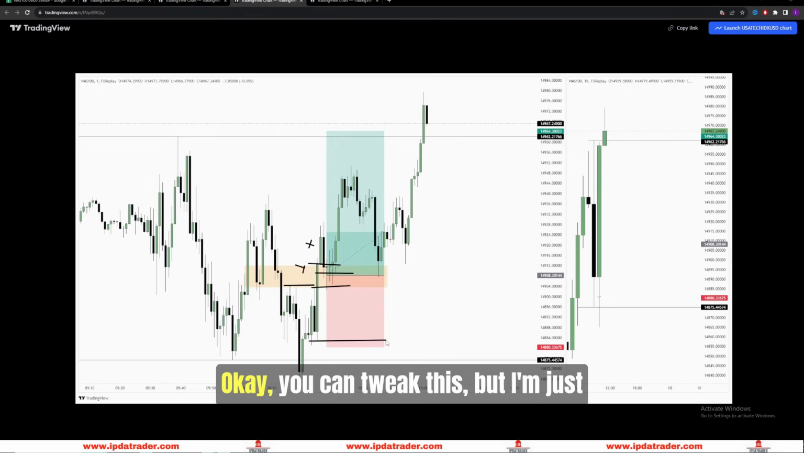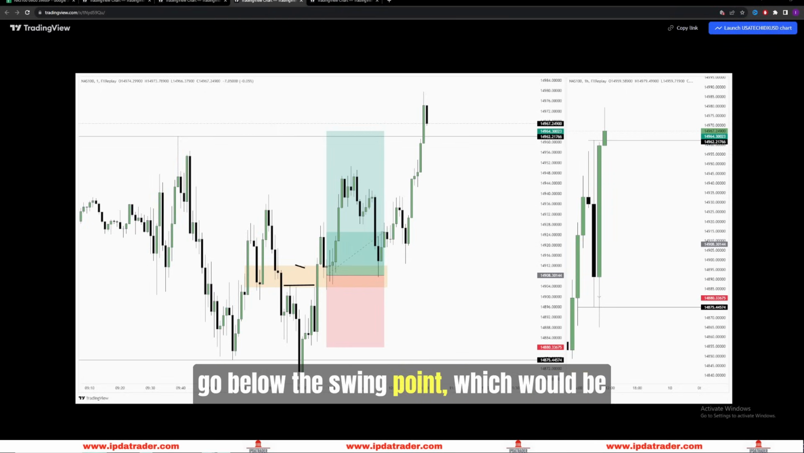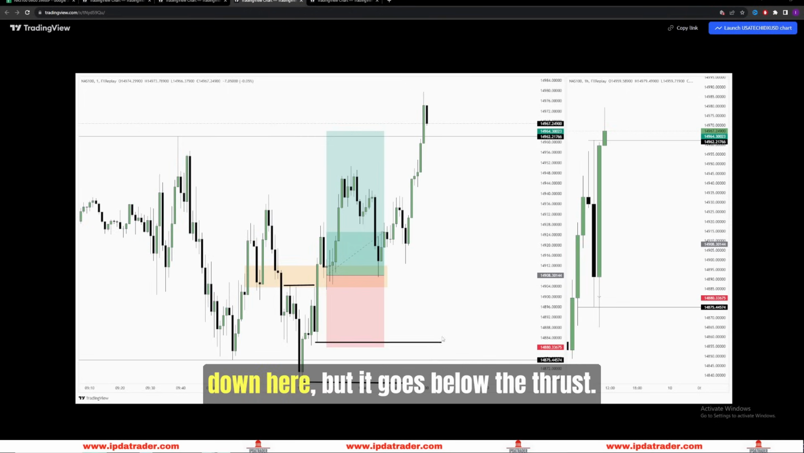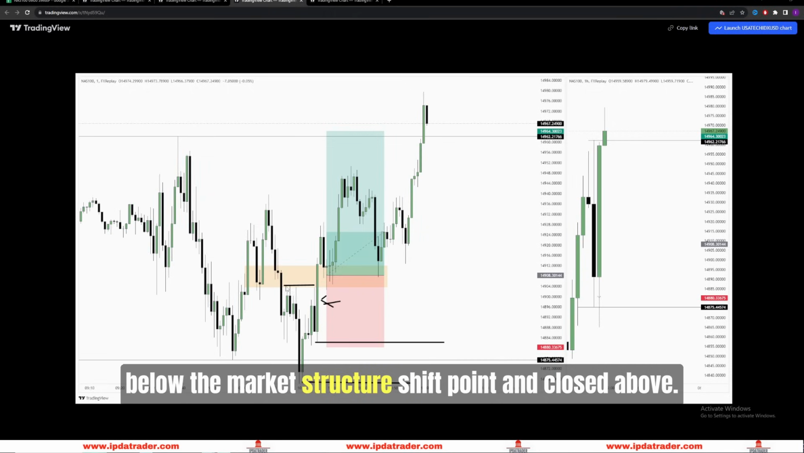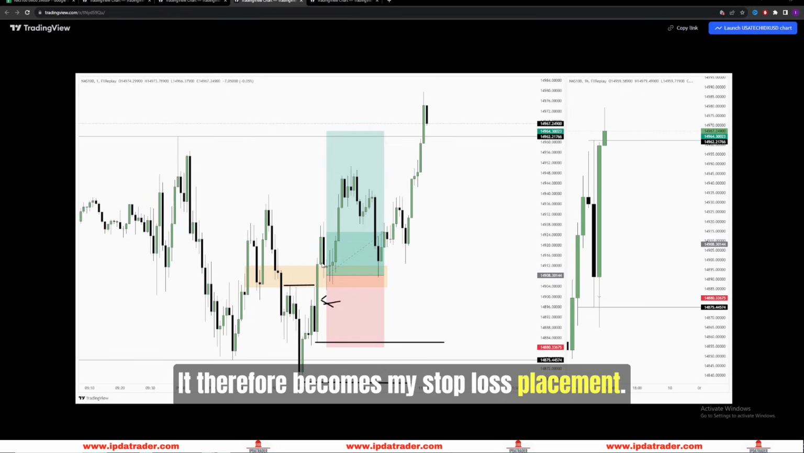Okay, you can tweak this, but I'm just giving you the overall definition of it. The stop loss, as you can see, doesn't go below the swing point, which would be down here, but it goes below the thrust. This is a big wide ranging candle that opened below the market structure shift point and closed above it, therefore becoming my stop loss placement.